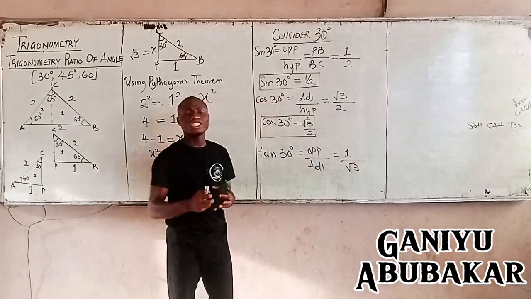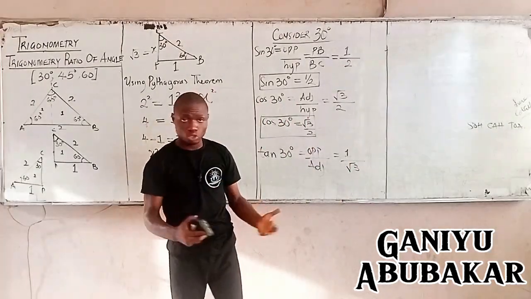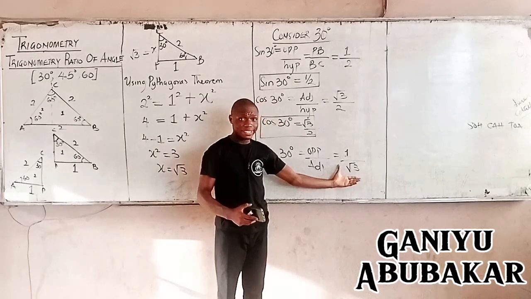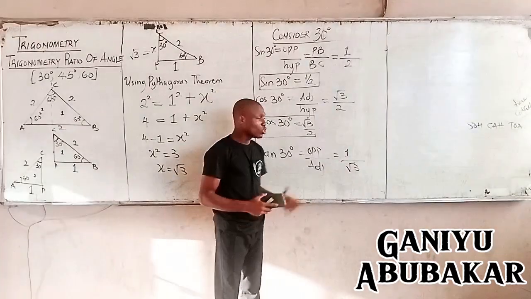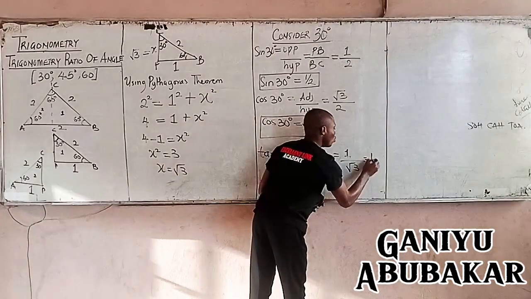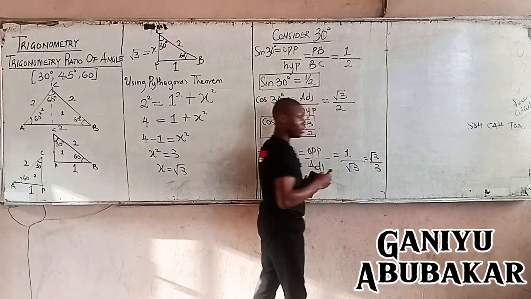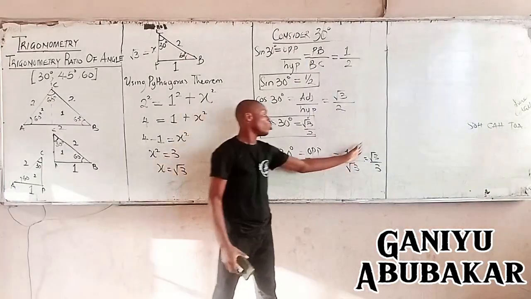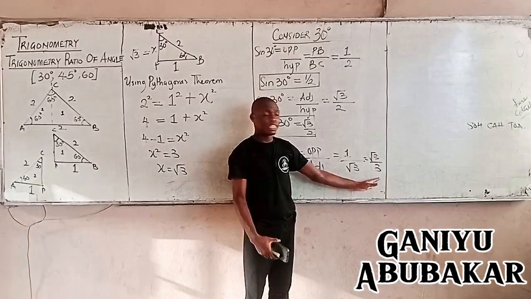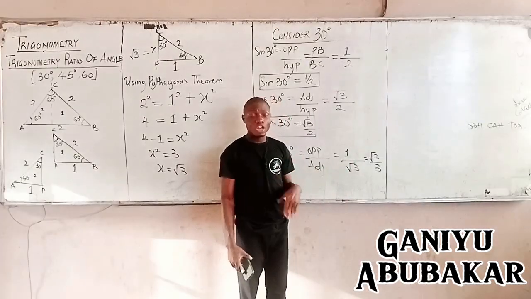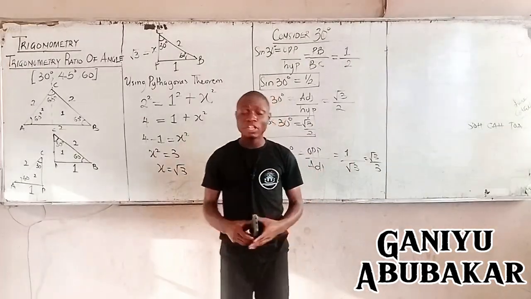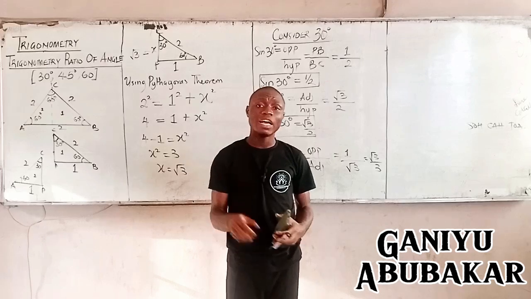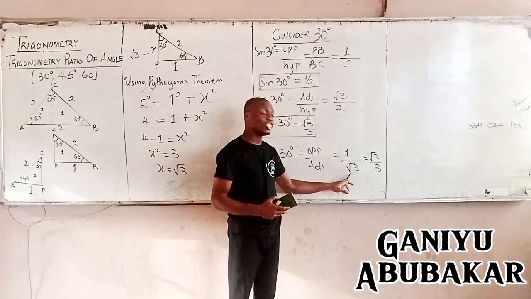In mathematics, it's not proper for your denominator to be a square root. Hence, I rationalize. If I rationalize this one, I'll have root 3 over 3. So I'm saying that tan 30 degrees is equal to root 3 over 3. If you say 1 over root 3, it's still correct. But the idea is that in math, generally, it's not proper to leave our answer with a square root in the denominator.